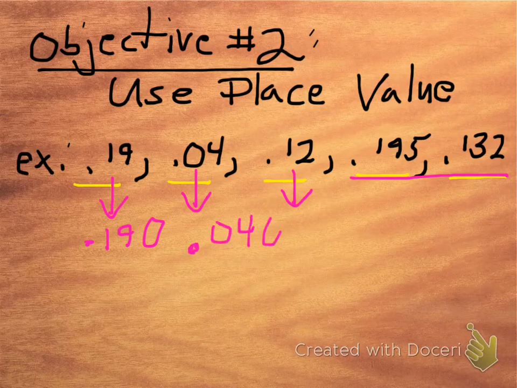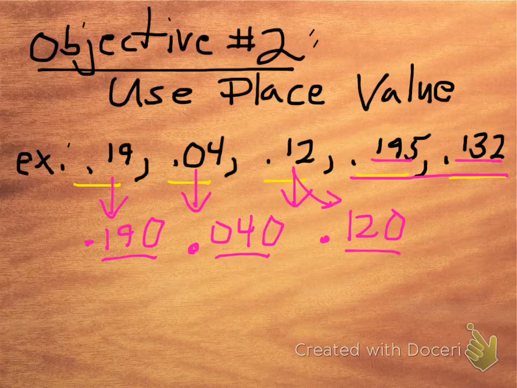0.04 is the same thing as 0.040. And 0.12 is the same thing as 0.120. Now, I can almost ignore the decimal points, and I'm just going to put these 5 numbers into order. Well, which is the smallest of those numbers? 190, 40, 120, 195, or 132? And clearly, the smallest one is 40.